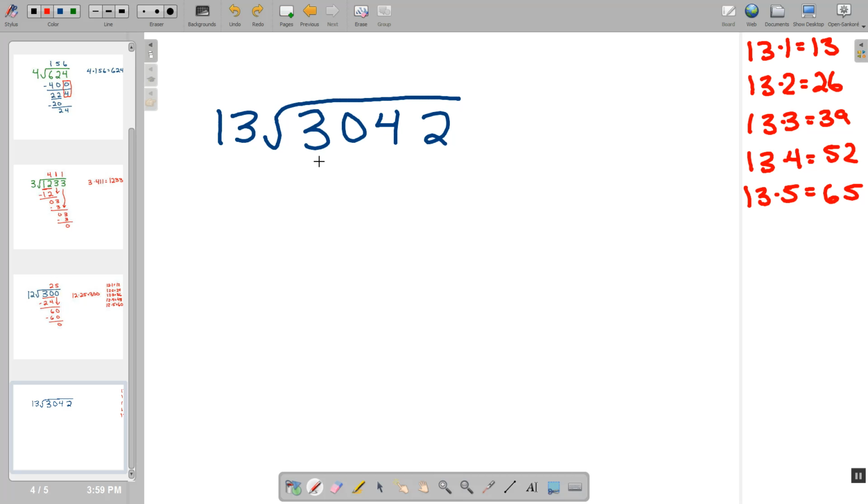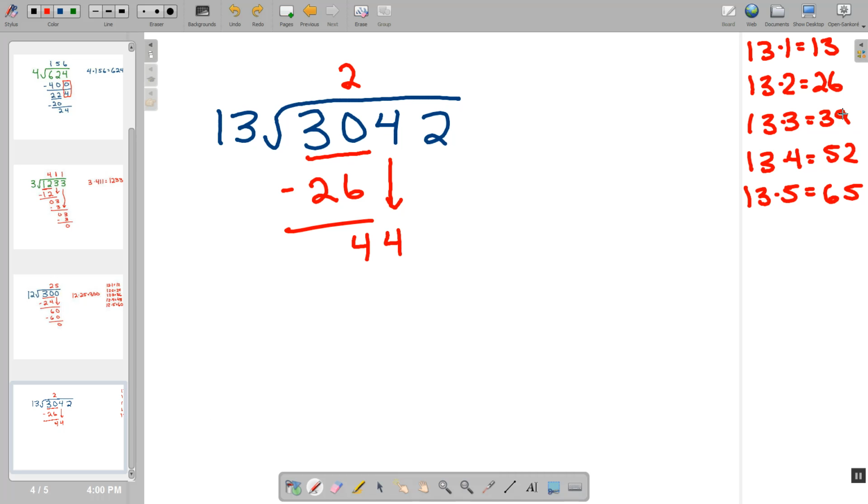So I go back to my problem. I can't find a multiple that is smaller than 3, so we have to look at 30 once again. I look at my list and I see 26 is a prime target here, so I put 2 into the hundreds place. And so then I get 26 hundreds. 30 hundreds minus 26 hundreds is 4 hundreds, and I bring down my next digit, which is 4 tenths.